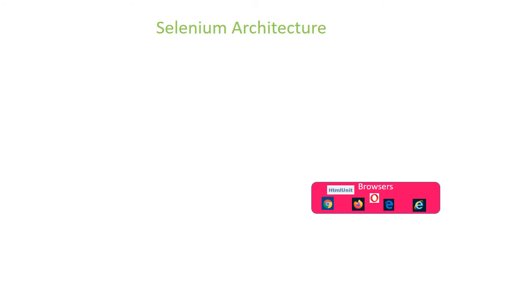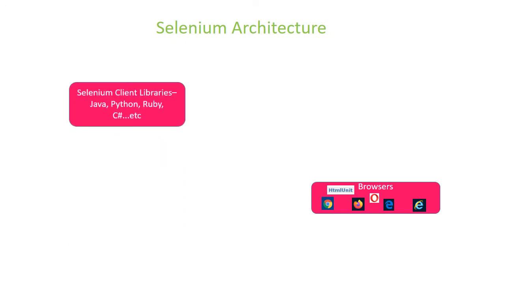We have this set of browsers, only a few of them: Chrome, Firefox, Opera, Internet Explorer, Microsoft Edge, and HTML. These are some of the browsers that are used to launch the applications, and we can do a lot of things in the applications once we launch them. What Selenium does is automate the actions that occur on the applications through these browsers. That's what Selenium does.